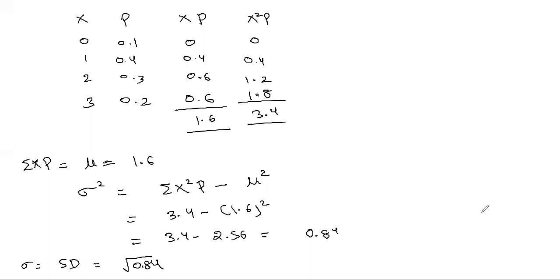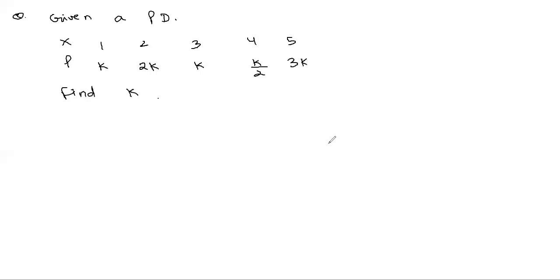Let's have another example. Now the question is, there is a PD given, a probability distribution with random variable and probabilities respectively as 1, 2, 3, 4, 5, and the values of P are k, twice of k, once again k, then k over 2 and 3k. So find k. This is the problem.